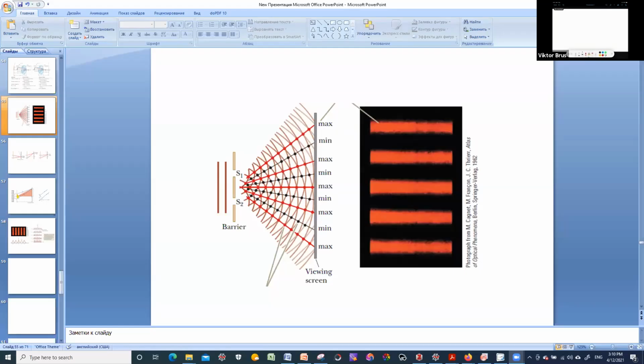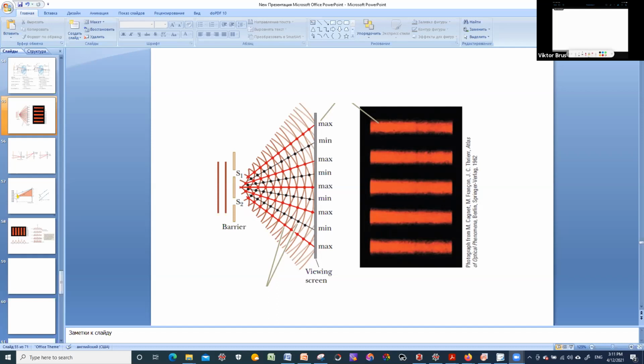Okay, so when we have superposition of two waves, as we know from the study of mechanical waves, we may observe some constructive or destructive interference. So let us focus on this image here on this slide, and this is the representation of the double-slit experiment.